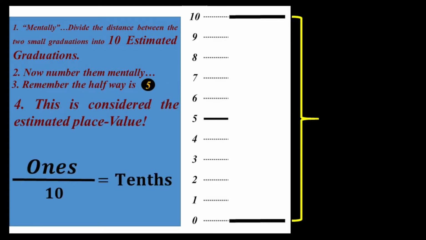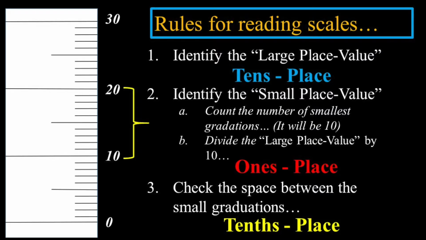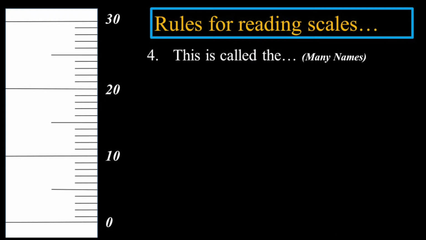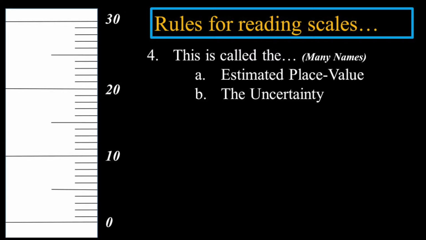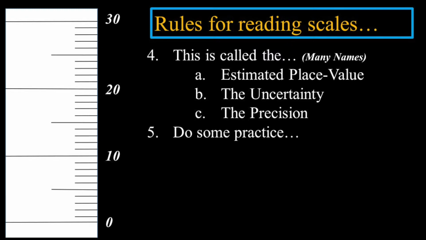So that's just an easy reference point. You don't have those graduations written in, but you know they're there. And so ones divided by 10 is going to be tenths place. So the estimated place value will be tenths place. This is called the estimated place value. It's called the uncertainty, or it's called the precision. So the estimated place value is the precision.